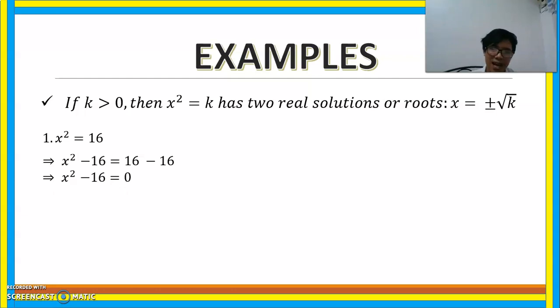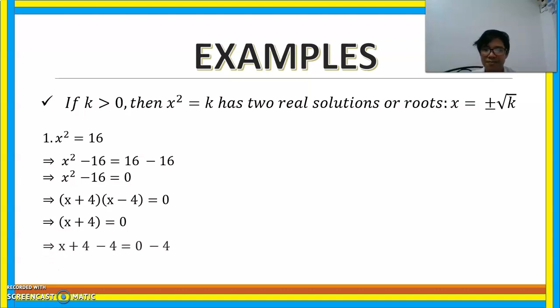Then, let's get the factors of x squared minus 16. So what do you think? Yes, that is the quantity x plus 4 and the quantity x minus 4 equals 0. Correct. Now, let us equate each factor to 0. Let's start with x plus 4 equals 0. By applying SPE to transpose 4, we have x plus 4 minus 4 equals 0 minus 4. Subtract both sides by 4, so x is equal to negative 4.